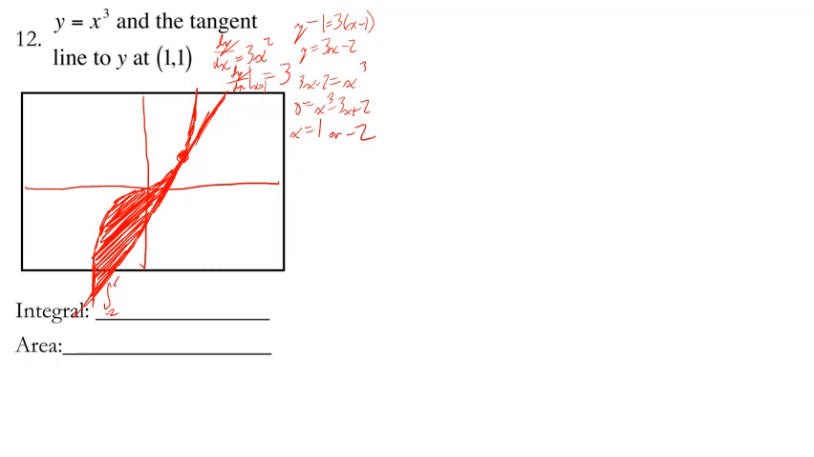So in a case like that, what you would have done is you would have said, well, negative 2 to 1, and you would have said, let's take the top equation, which is x cubed, and let's subtract the bottom part, which is 3x minus 2, dx, which is the same as the integral from negative 2 to 1 of x cubed minus 3x plus 2 dx. So then when you would have integrated, you would have gotten x to the 4th over 4 minus 3x squared over 2 plus 2x from negative 2 to 1.